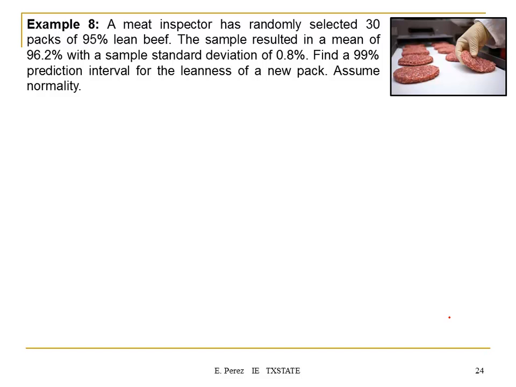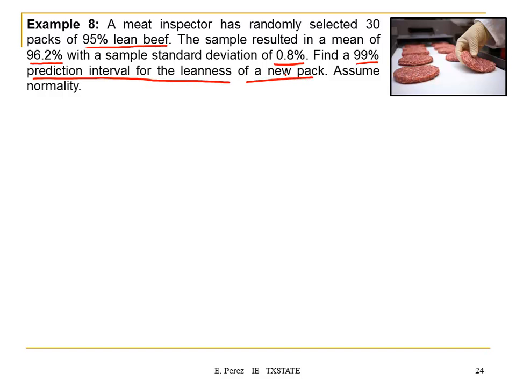So here we have another example. This is just for one side. A meat inspector has randomly selected 30 packs of 95% lean beef. The sample resulted in a mean of 96.2% with a sample standard deviation of 0.8%. Find a 99% confidence or prediction interval for the leanness of a new pack.